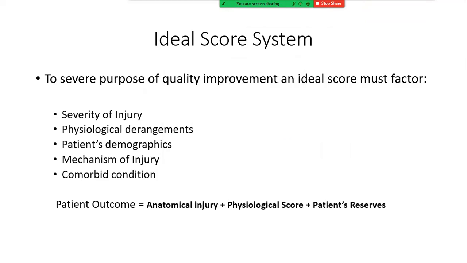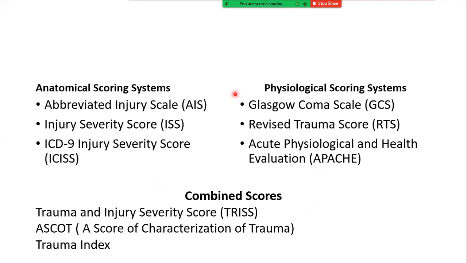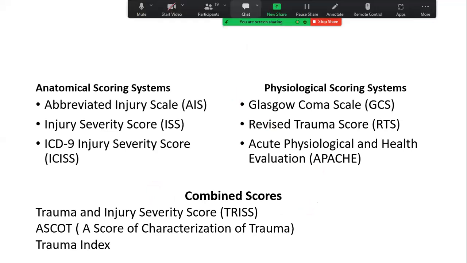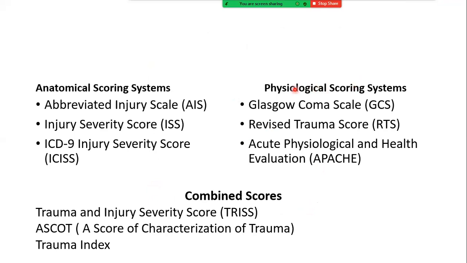Okay, we start our class again. So this will be an ideal scoring system, where the outcome of the patient will depend upon the anatomical injury the patient has, the physiological score, and the patient's reserves. To capture this, we have tried multiple systems. Currently we have a few anatomical scores, a few physiological scoring systems, and a few combined scoring systems.